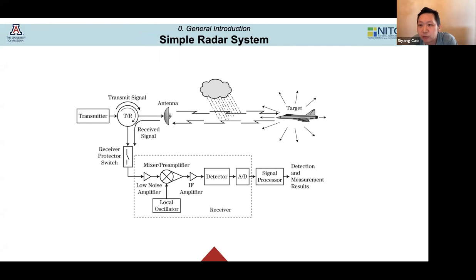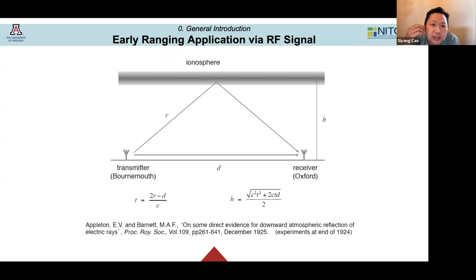It can be a mechanical rotating antenna, or it can be an electronic rotating antenna. And also, by observing the target for a period of time, the distance can translate into the speed of the object. So basically three things: the speed of the object, the distance or range of the object, and also the angle of the object.